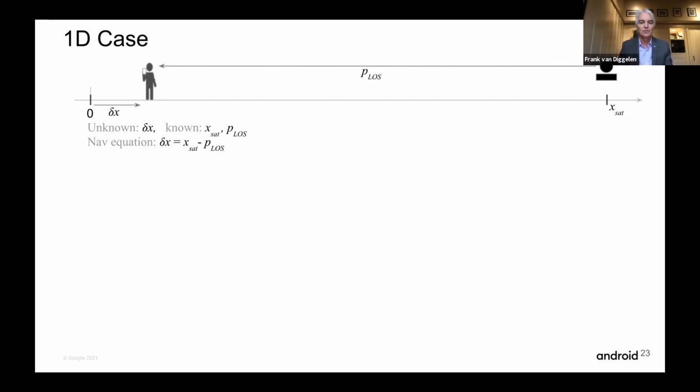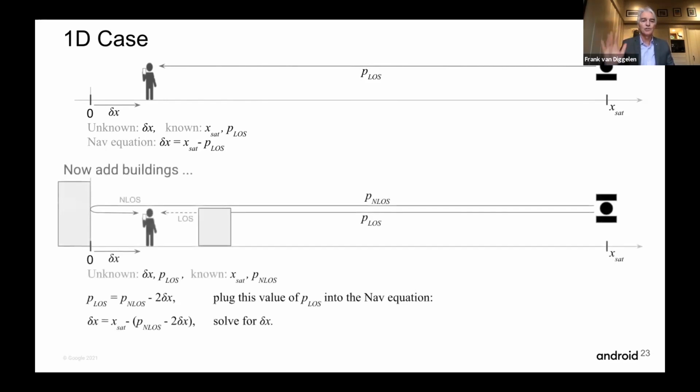So just imagine this very simple example, and you're asked to solve that. Well, clearly the answer is delta x is x sat minus PLOS. So if you follow that, congratulations, you are now a navigation engineer. Let's bring in a building.